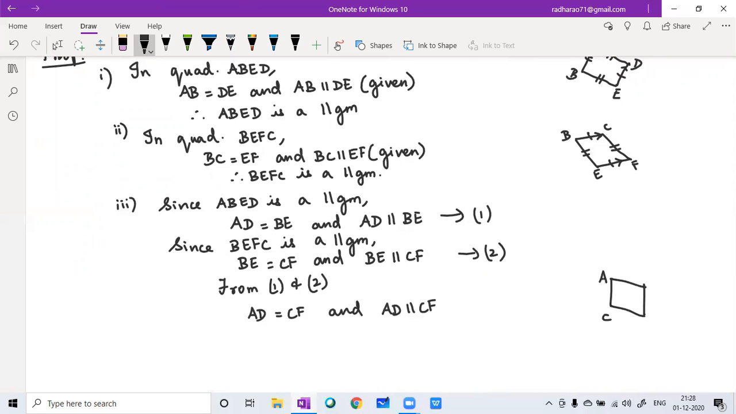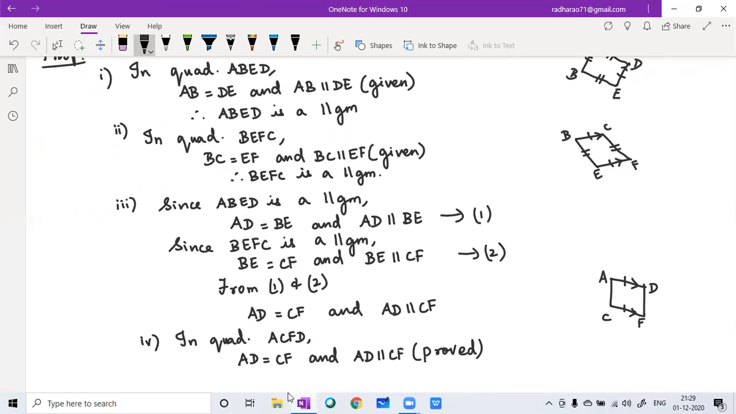A, C, F, D. Just now we proved AD and CF are equal and AD and CF are parallel. Again, in any quadrilateral, if one set of opposite sides is parallel and equal, it becomes a parallelogram. So in quadrilateral ACFD, AD is equal to CF and AD is parallel to CF. This is not given in the question, we have just proved it. Okay, so AD and CF are parallel and equal.